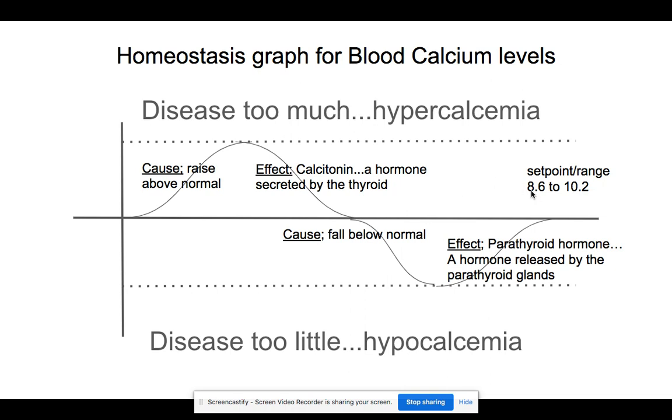The set point, though, the normal range that we're going to find your blood calcium in, is between 8.6 and 10.2. So that's a little bit of a range that can happen, and that's not abnormal. And that's what's occurring between these two dotted lines all the time in your body. You're probably moving from 8.6 to 10.2 all the time.